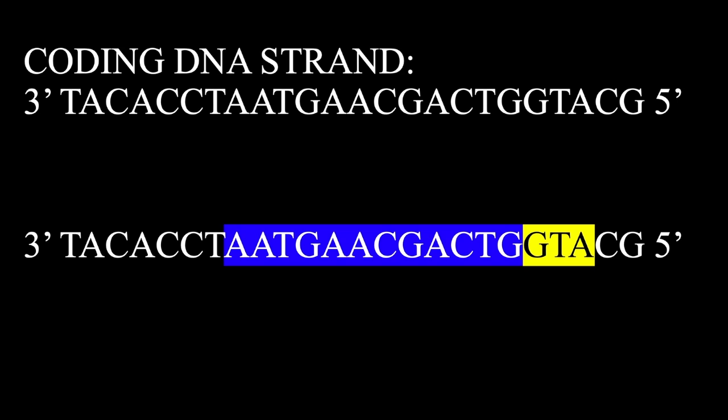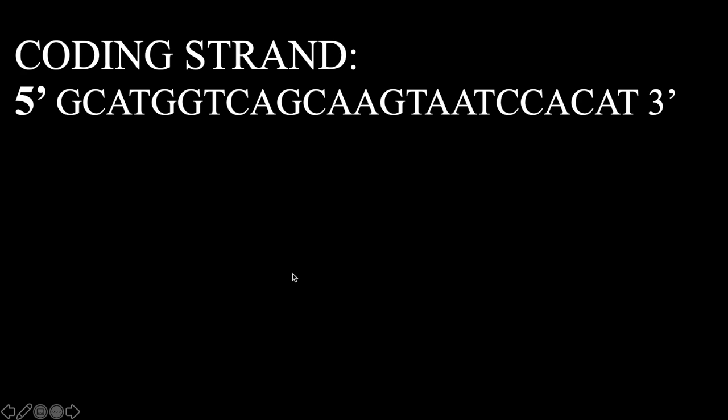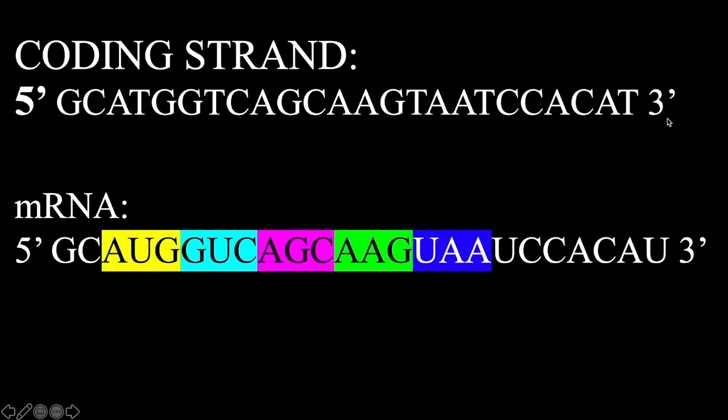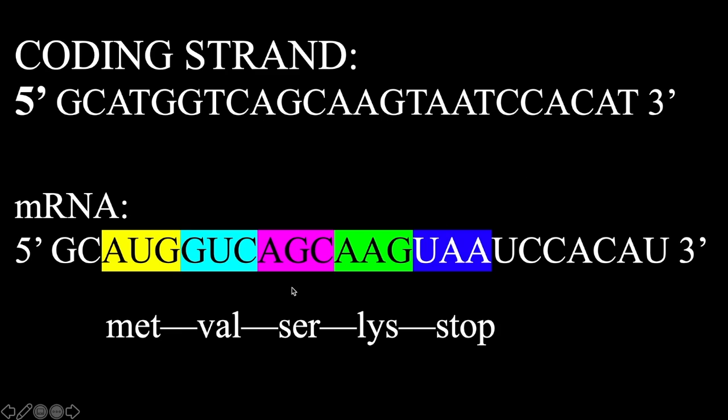So, while scanning from right to left, I can see that we have an ATG here followed by 3 other codon sequences and a stop codon sequence, TAA. Let's see what they end up coding. I flipped the original coding strand to read in the 5' to 3' direction, and now we can write the corresponding mRNA sequence. Using our coding dictionary, we can see that our amino acid sequence is as shown.